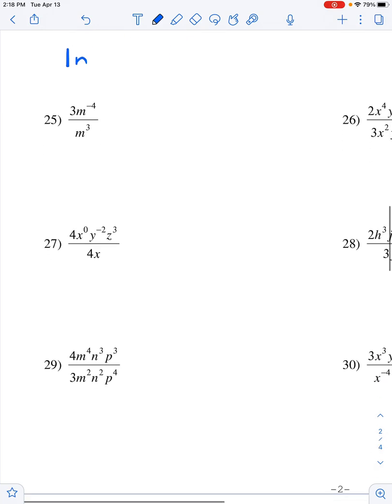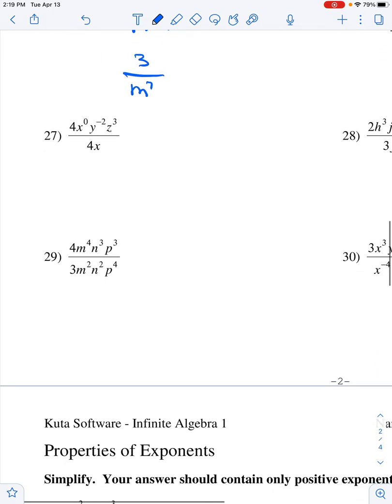Okay, what I do here is I have a negative exponent, so that would be 3 over m to the third. And then that m to the fourth flips down because it's negative. Since I'm multiplying here, I would just add those exponents. So it'd be 3 over m to the 7th.